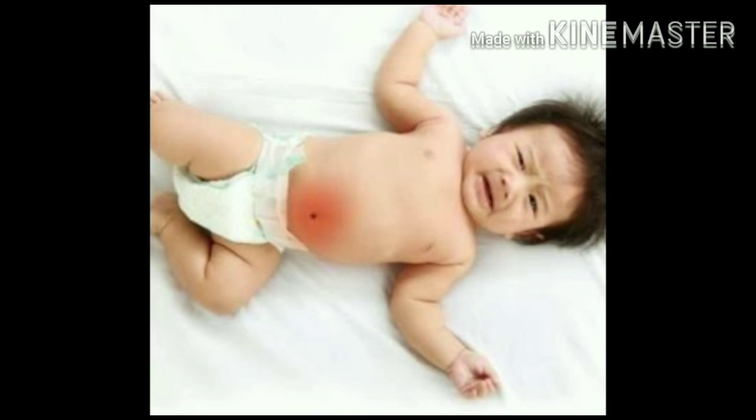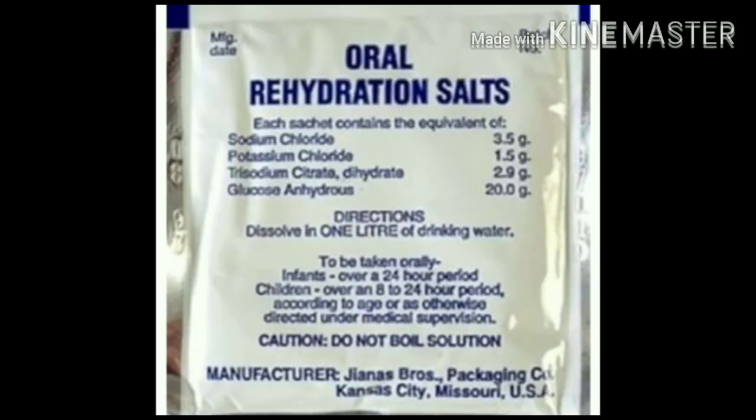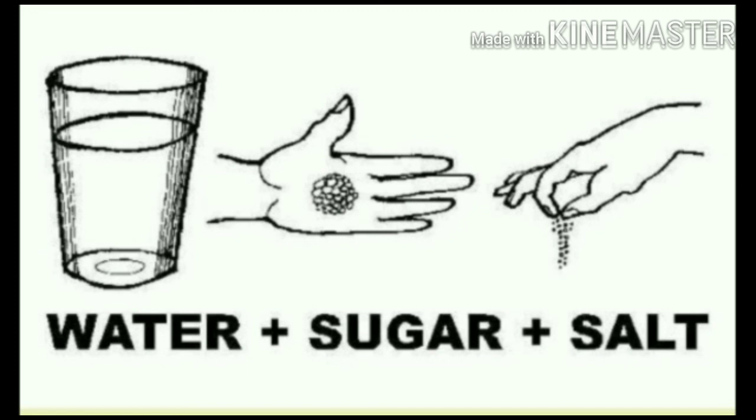Diarrhea should not be neglected. Even before a doctor is consulted, the patient should be given plenty of boiled and cooled water with a pinch of salt and sugar dissolved in it. This is called oral rehydration solution. We can make an ORS ourselves by dissolving a teaspoonful of sugar and a pinch of salt in a glass of boiled and cooled water.